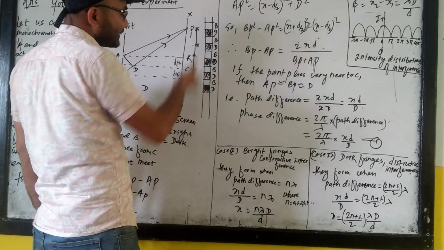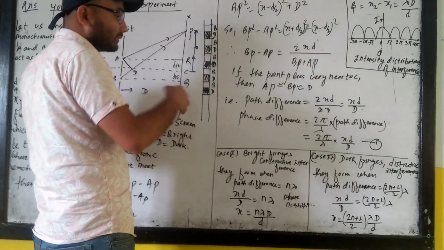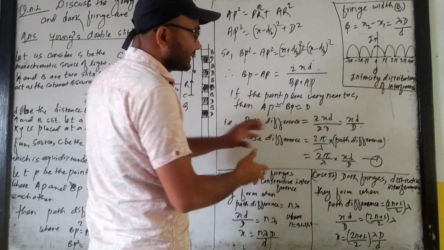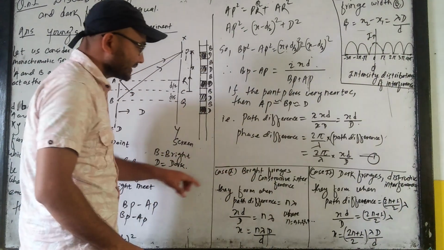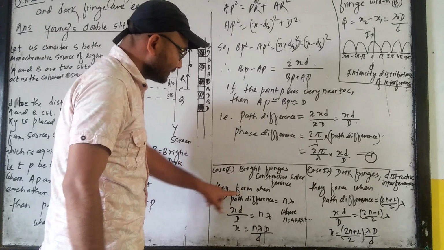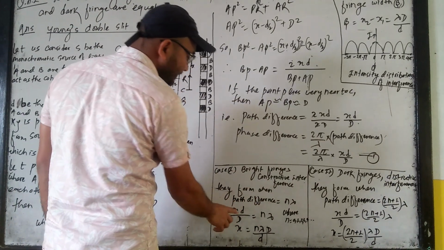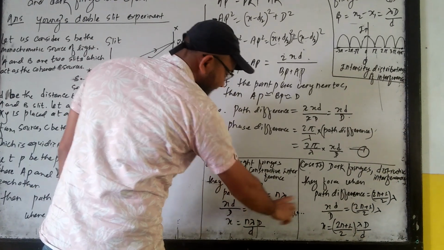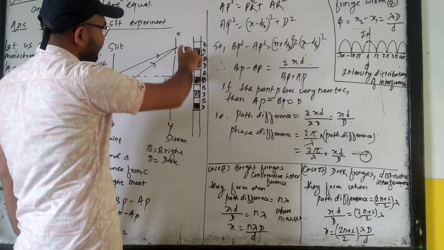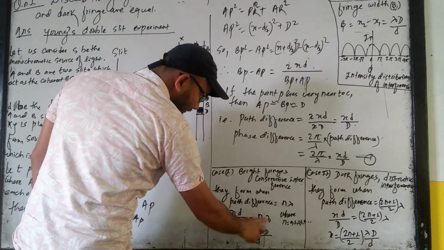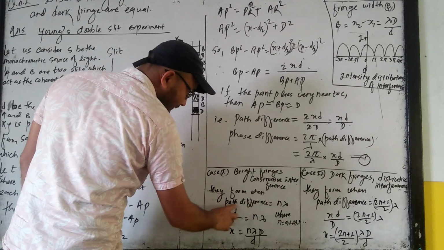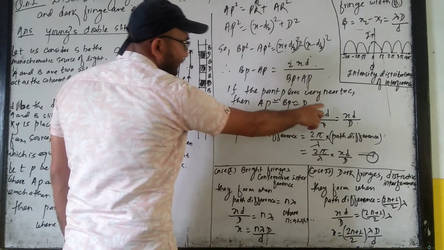That means in what position we can get a bright fringe and in what cases we can get a dark fringe. That's our main aim. If there is constructive interference, bright fringes are formed. At which points are bright fringes formed? At the points where the path difference is n lambda. The path difference is n lambda as it is, and the path difference is xd by D from here.